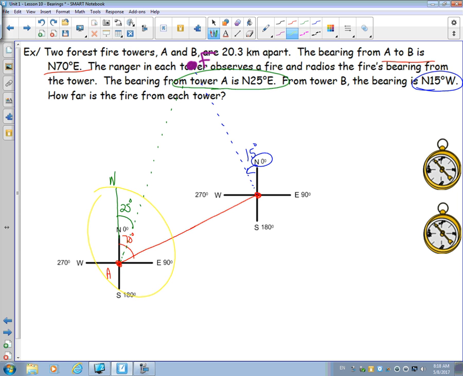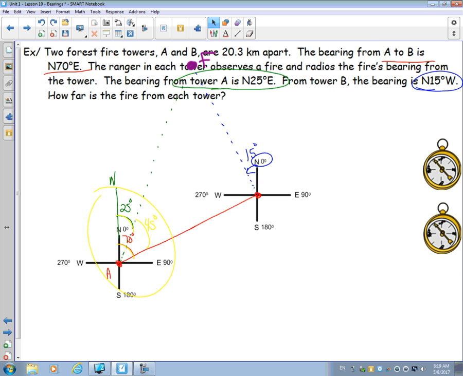Okay. If we use the idea that the whole angle, the red angle, was 70 and the green one was 25, that means the part between them has to be the difference, 45 degrees. Okay. And the reason why is the red one is north 70 east, the green was north 25 east. Well, the difference between them has to be 45 degrees.